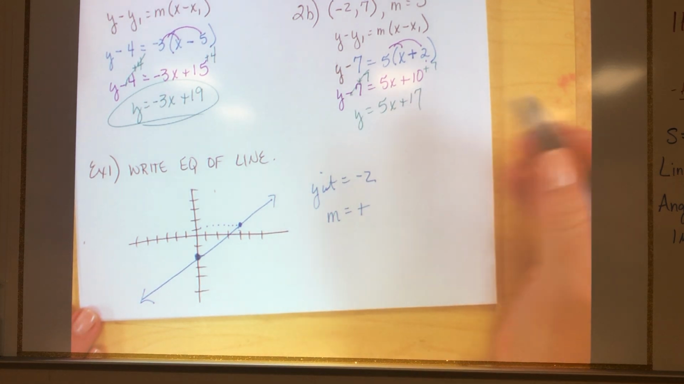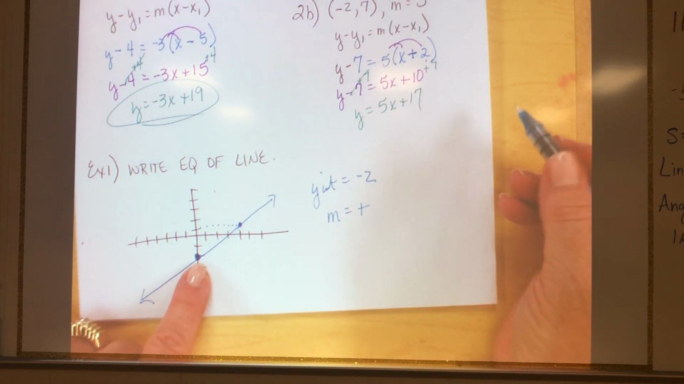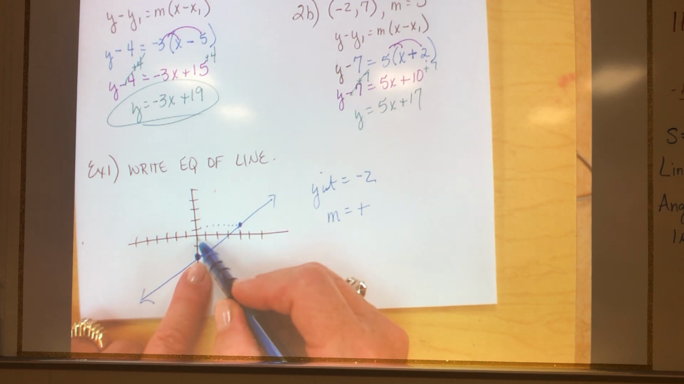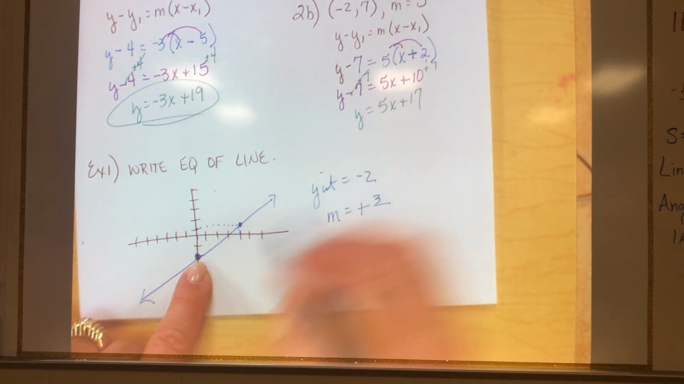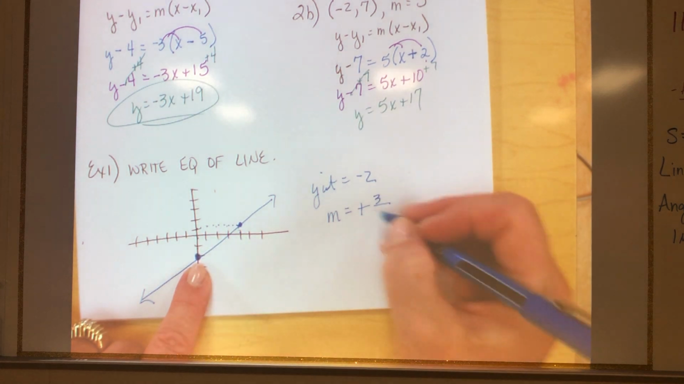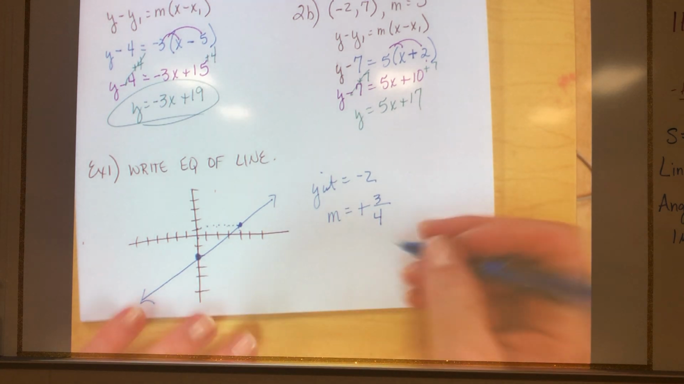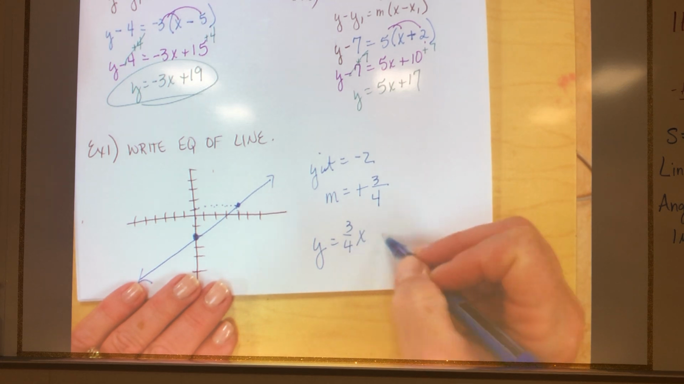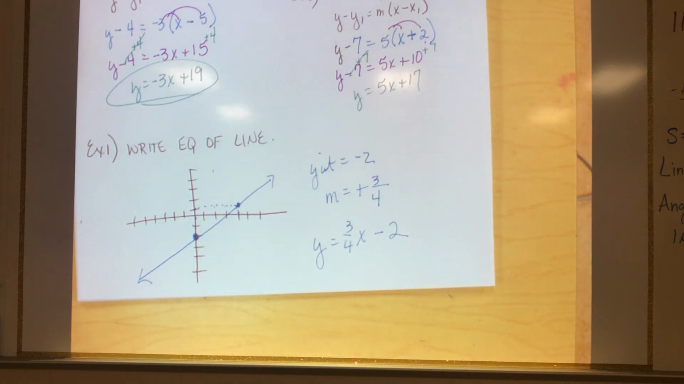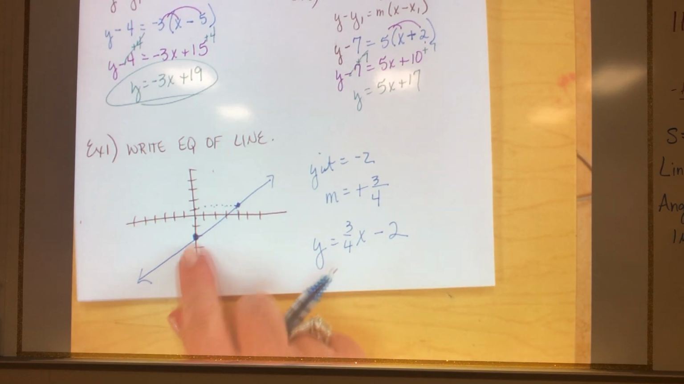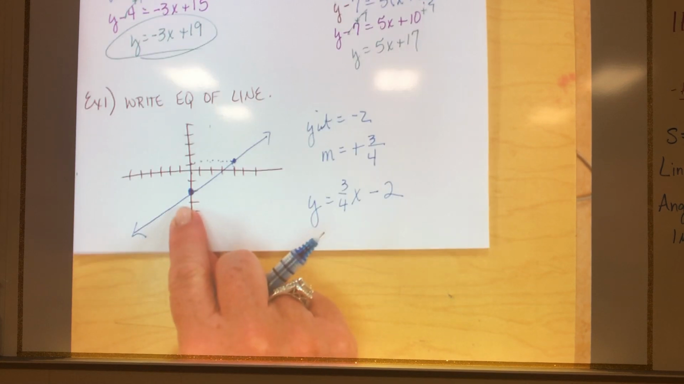Slope is rise over run. Do you agree? So I'm going to start at this point right here, and I'm going to get to this point right here. How many do I have to go up? 3. 1, 2, 3. So my rise is 3. How many do I have to go over? What's your run? 4. So my slope is 3/4. What is my equation? Y is equal to 3/4 x minus 2. Very good. Okay? Now, I could graph that, and I could table it and make sure it goes through those 2 points. Is everybody with me?